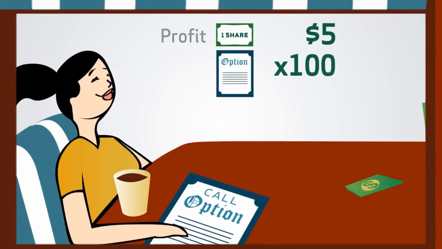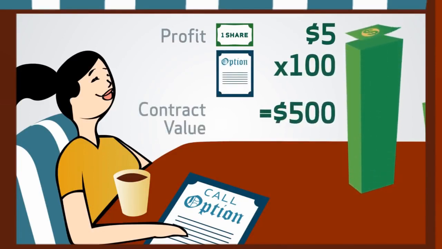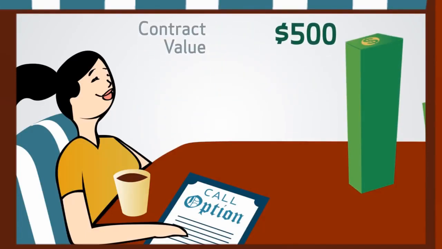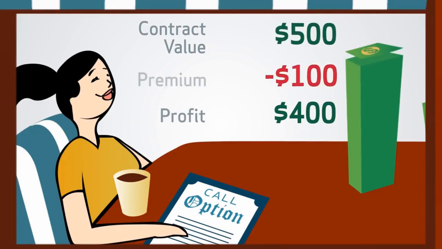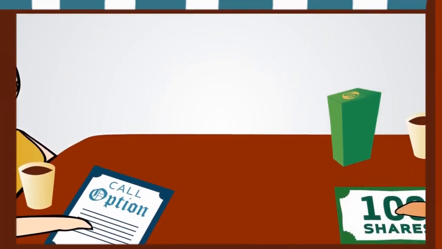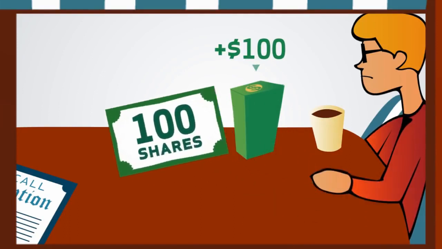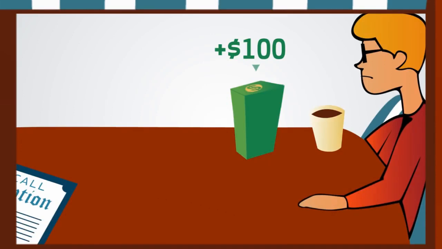Because shares of Stone Curb have risen by $5, the buyer's contract is essentially worth $500. If our buyer sold her contract, she could potentially make around $400 in profit, the value of her contract minus the $100 premium she originally paid for it, as well as any commissions and fees. While the buyer's investment paid off, things didn't work out as well for the seller. Although he was able to collect $100 for selling the option, he missed out on a portion of the stock's appreciation because he was obligated to sell his stock at $55 per share.